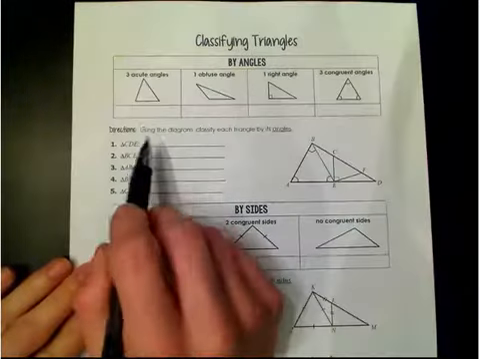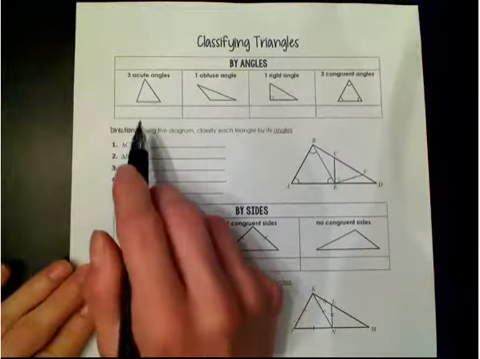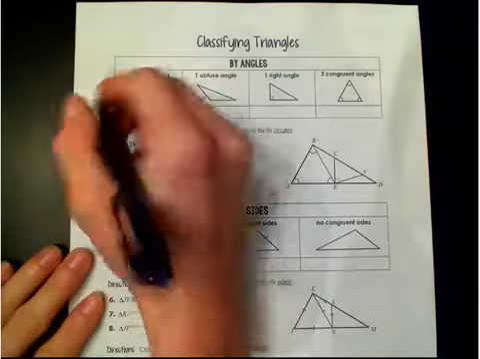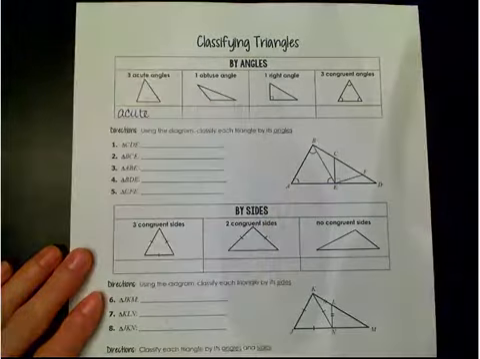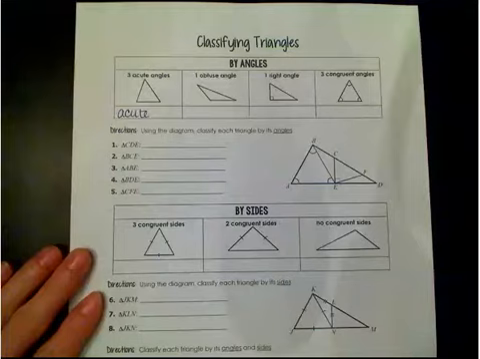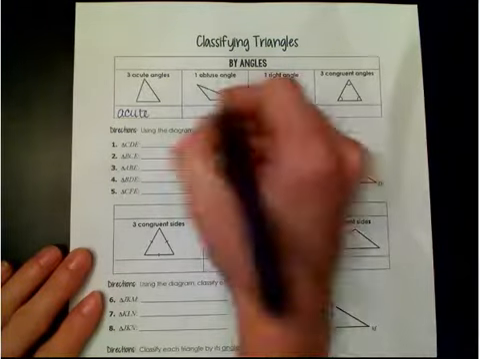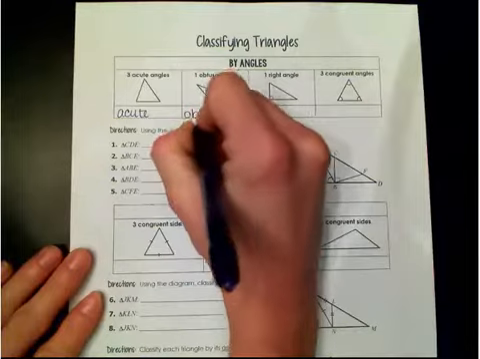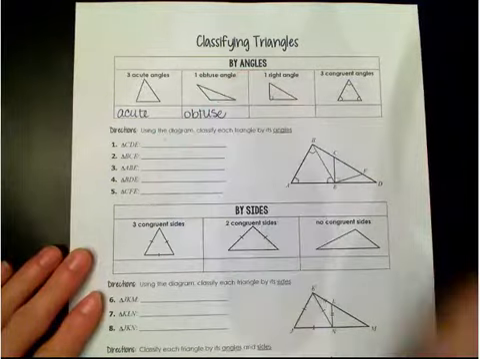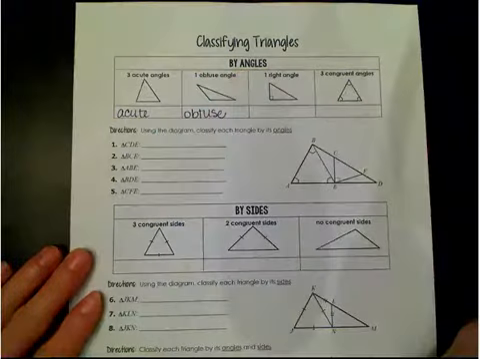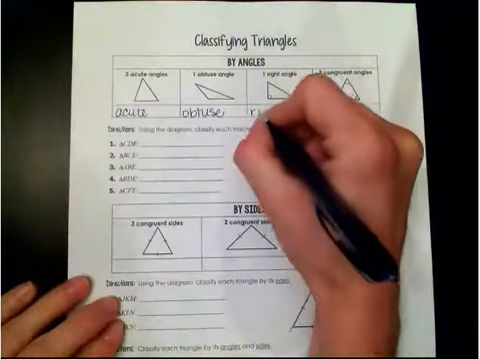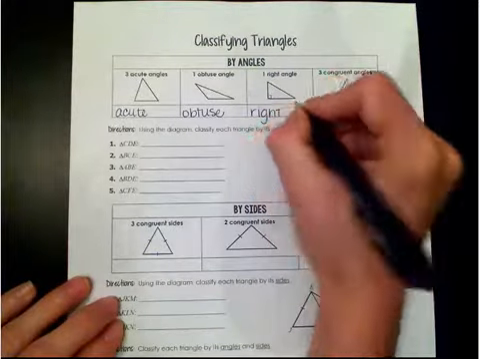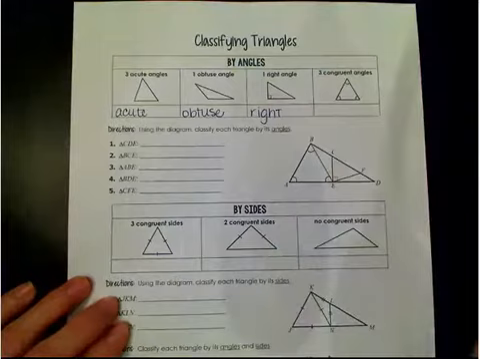So your first option is if your triangle has 3 acute angles, then it's called an acute triangle. If your triangle has 1 obtuse angle, and that's all it can have, the other 2 have to be acute, then it's called an obtuse triangle. If your triangle has 1 right angle, then it's called a right triangle, and the other 2 angles in here would be acute as well.